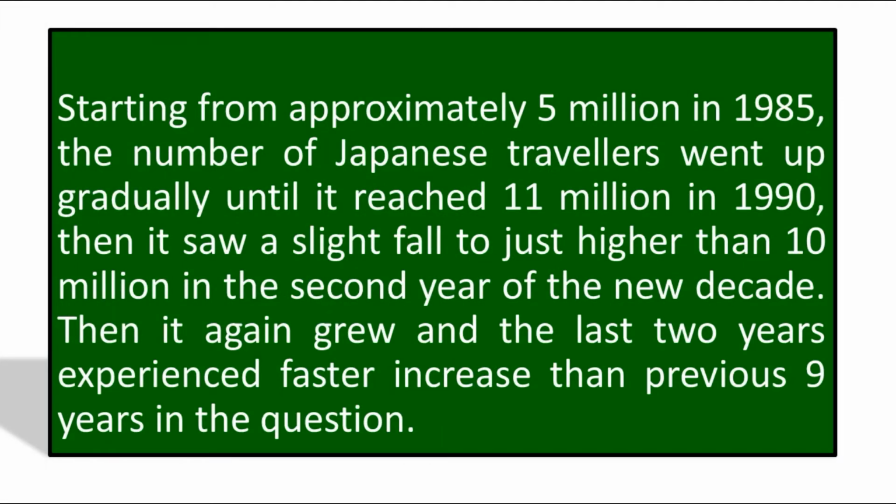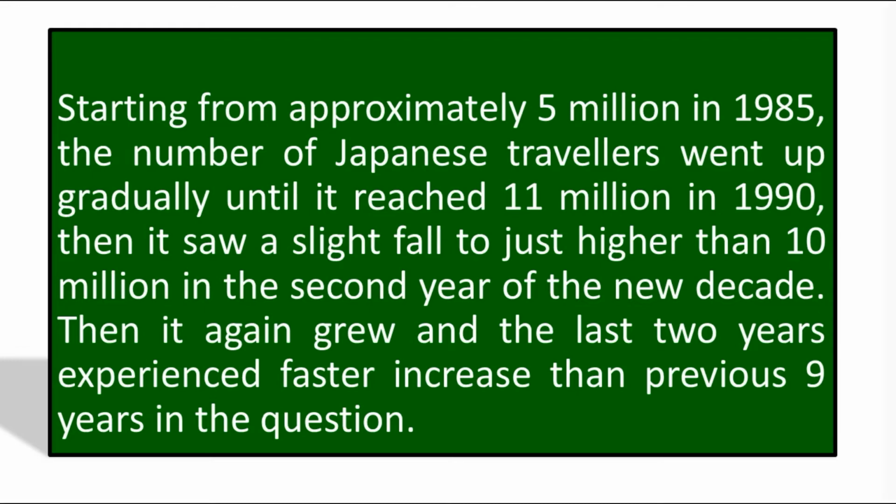Here is my example of the body part for the given column graph. Just listen to me. I'll read it aloud. Starting from approximately 5 million in 1985, the number of Japanese travelers went up gradually until it reached 11 million in 1990. Then it saw a slight fall to just higher than 10 million in the second year of the new decade. Then it again grew, and the last 2 years experienced a faster increase than previous 9 years in the question.